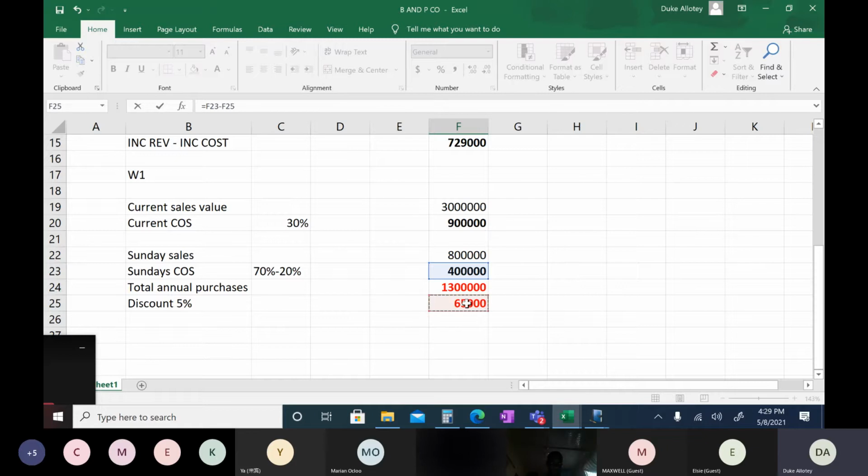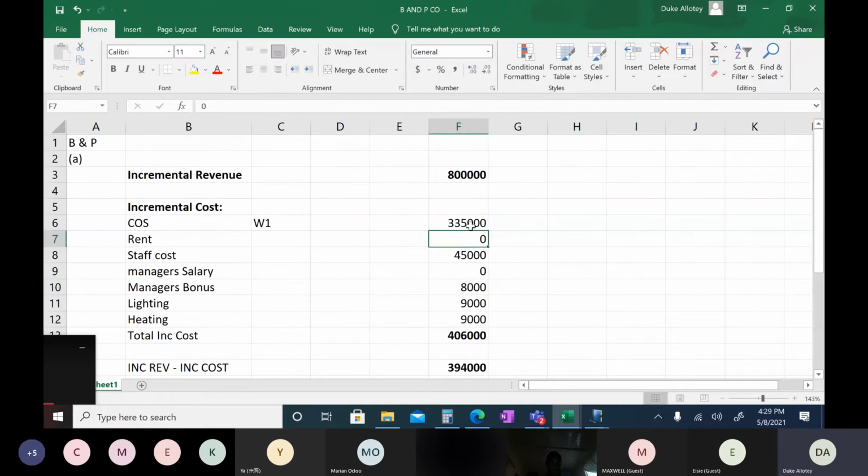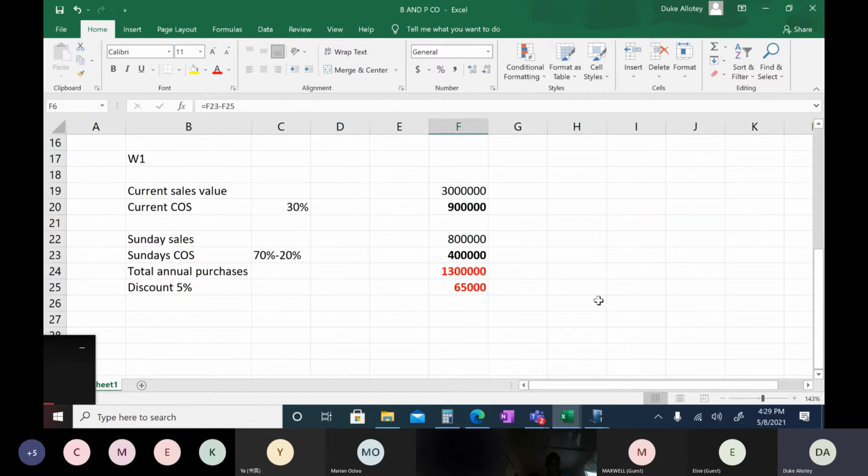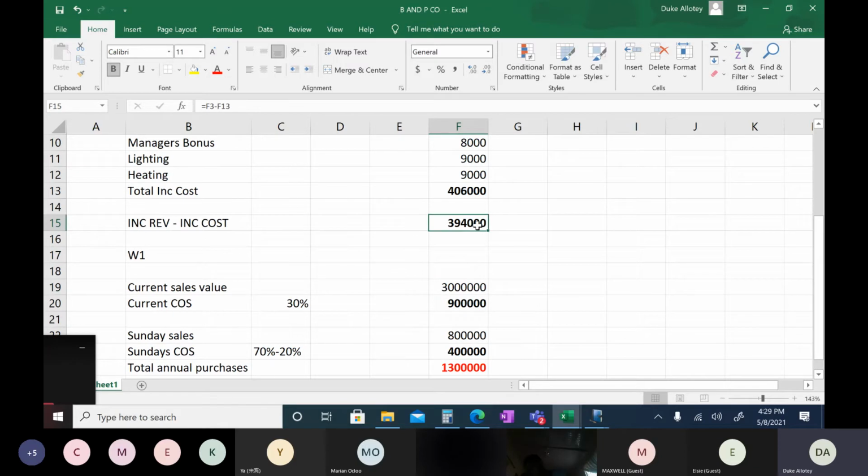Take away this, and I should have 335 as my working. So somebody will come here and see that this is F23 minus F25. So the marker will come and see what is F23. That is that. Okay, that is correct. Oh, the discount, maybe something they didn't work the annual purchases well. So then straight away, you notice that I have my answer already.